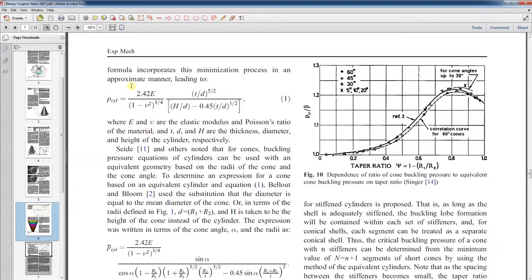And this is the equation for determining the critical buckling pressure of a cylinder. So it's 2.42 times the modulus of elasticity, (1 minus nu squared) to the 3/4. You have T over D, the thickness over the diameter, and H over D, the height over the diameter, that appear in this expression. So let's write that down, and we'll talk a little bit about it.